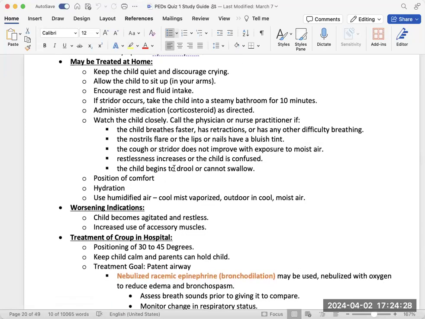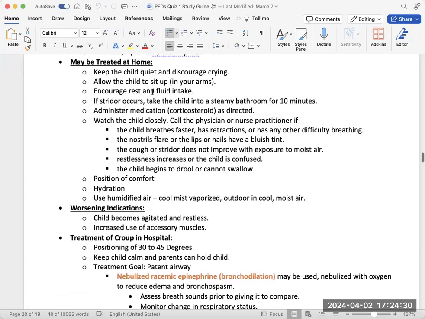But it could be treated at home. So we don't want them to cry, right? Because the crying is going to make their respiratory effort even harder. We can allow the child to sit up in your arms. We said this could be a 3-month-old, so we have to make sure they're sitting upright to facilitate breathing.